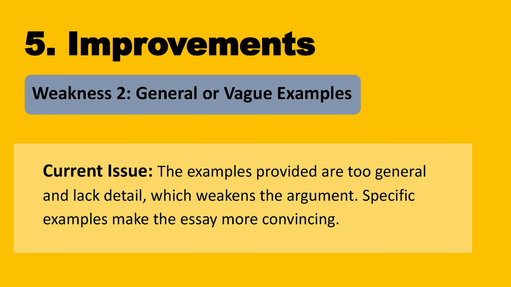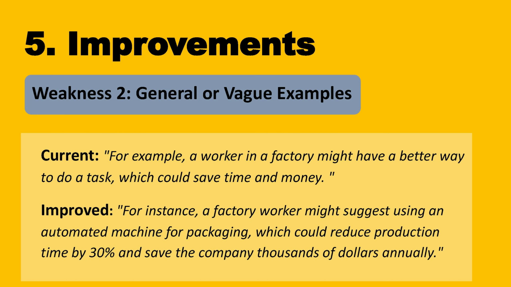Current issue. The examples provided are too general and lack detail, which weakens the argument. Specific examples make the essay more convincing. Current. For example, a worker in a factory might have a better way to do a task, which could save time and money. Improved example. For instance, a factory worker might suggest using an automated machine for packaging, which could reduce production time by 30% and save the company thousands of dollars annually.